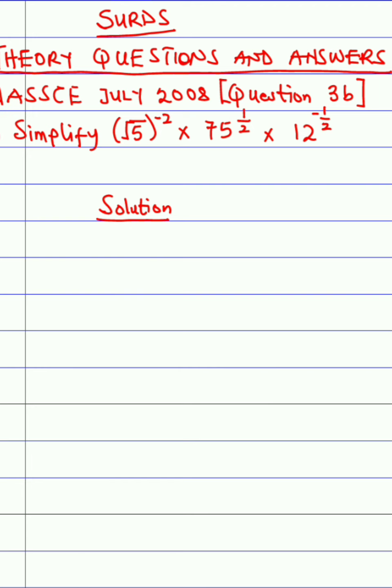I remember most students struggle to solve this kind of question. How do you solve a question like this? Let's see how we can work around it. So we have root 5 exponent negative 2 times 75 exponent 1 over 2 times 12 exponent negative 1 over 2. The first thing we do is to apply a concept in indices. What is the negative power rule?